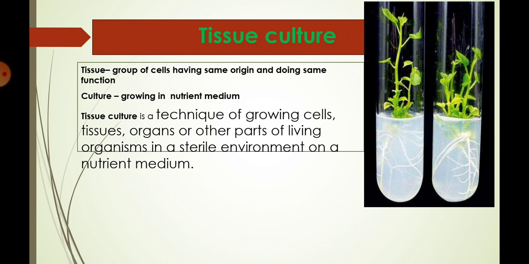What is culturing? Culturing is growing something in a nutrient medium. That is, nutrient medium is like food, and if we give food, then anything will grow. And if we give food to the tissue, then it will grow, and this process is called tissue culture. So tissue culture is a technique of growing cells, tissues, organs, or other parts of a living organism in a sterile environment on a nutrient medium.